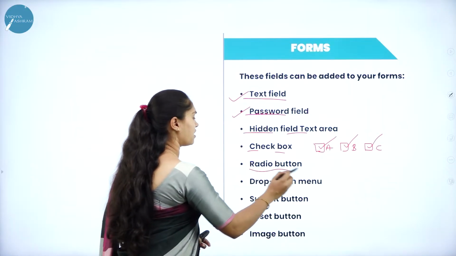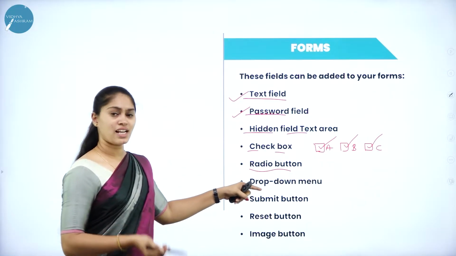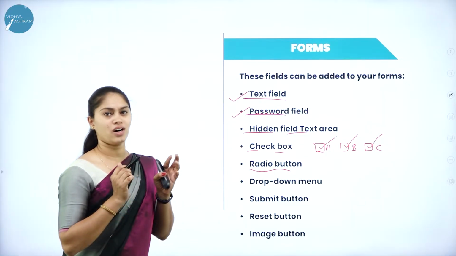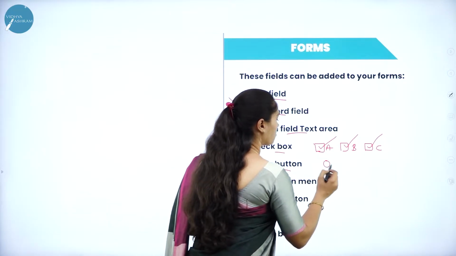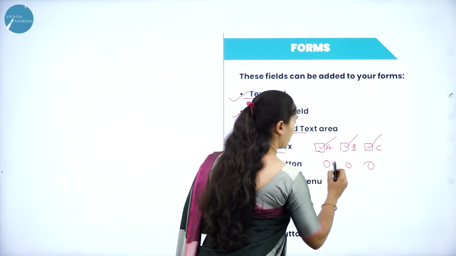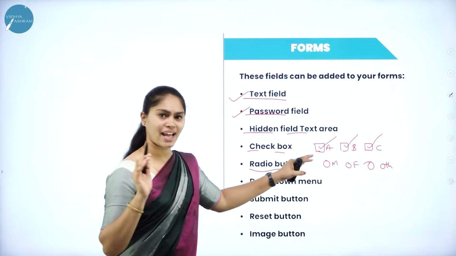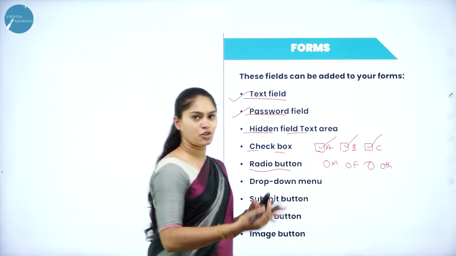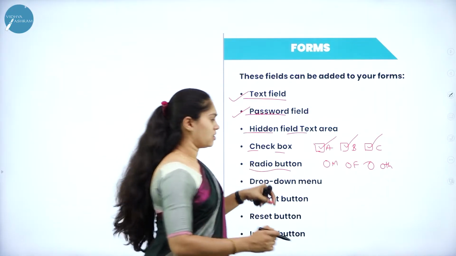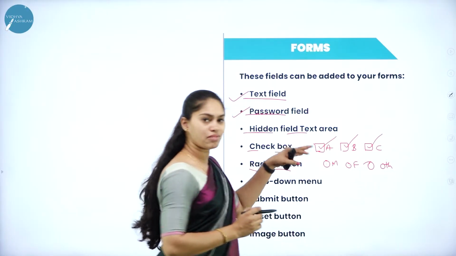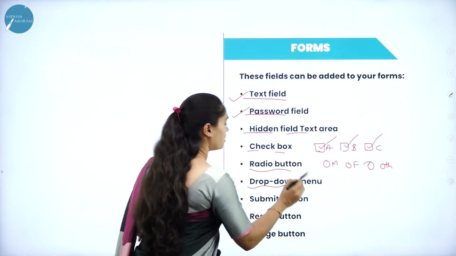But this is different from this checkbox. So in order to select more than one option, I have to go with the checkbox. But if I wanted to select only one option among a group of possibilities, then I have to go with this radio button. For example, male, female, others. Out of this, you have to select any one. It can't be any two values. You have to select any one out of these three options. Then we have to use these radio buttons. So next we have a drop down menu.